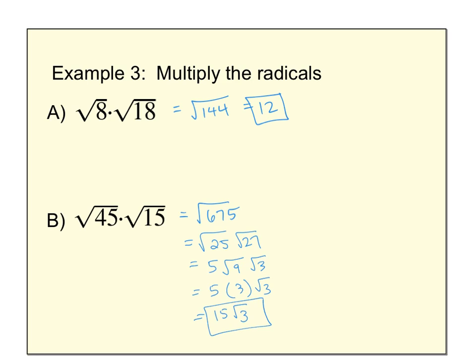Now, some of you might have been thinking, wait a minute, 225 is a perfect square, and it divides into 675 also. So instead of breaking it down like I did, what if I would have broken it down into 225 and 3? 225 times 3 is also 675. And the square root of 225 is 15, and root 3 can remain under the root. Either way works. You choose what pops out to you.